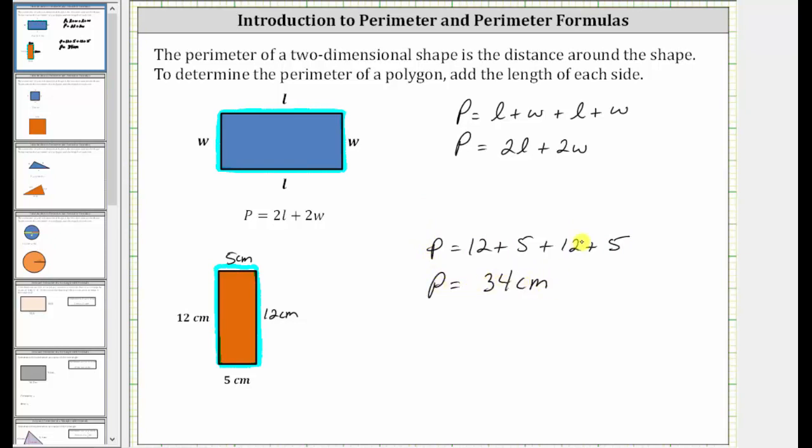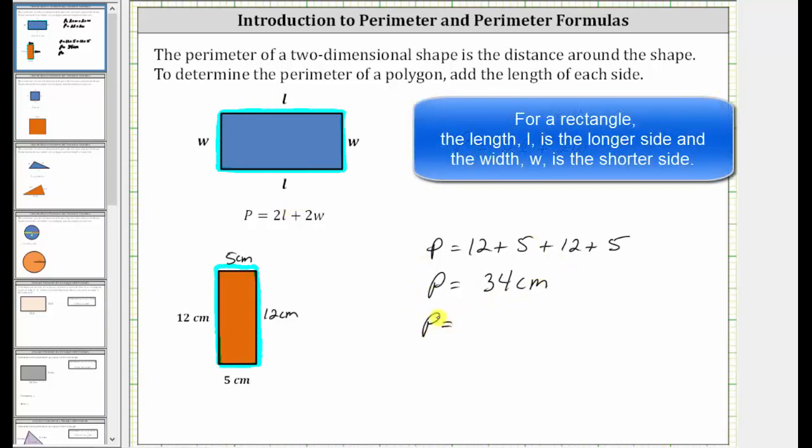So we do need units on our final answer, and because perimeter is a length, the units don't change; we still have centimeters. Or we could find the perimeter using the formula P equals 2 times L plus 2 times W, which gives us 2 times 12 plus 2 times 5, giving us P equals 24 plus 10, which does give us 34 centimeters. So again, with or without the formula, we get the same perimeter of 34 centimeters.